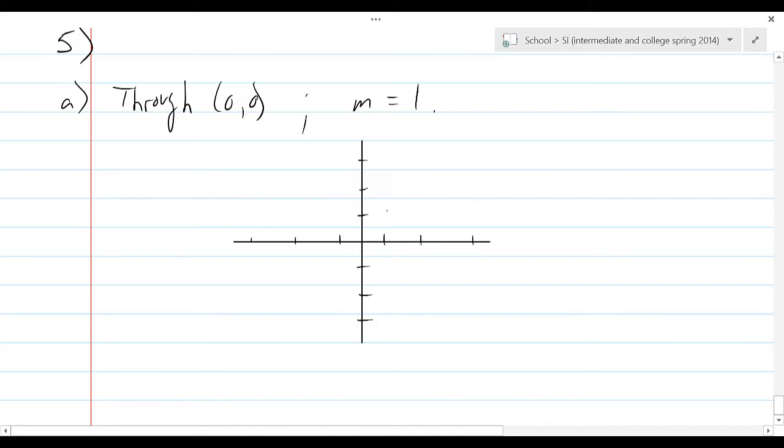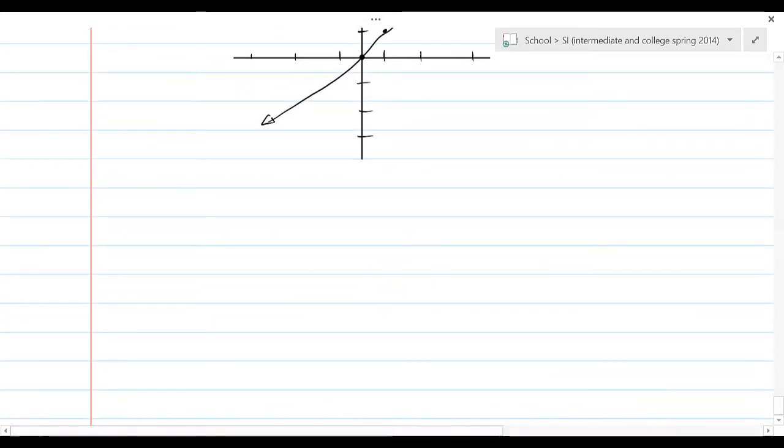Okay, so I know it goes through 0, 0, so that's a point. And the slope is 1. And if you're trying to figure out rise over run, well, that's just 1 over 1. So I rise 1, I go to the right one. I rise 1, I go to the right one. And I can see what my line is going to look like. My line looks like that. Okay. That's an easy graph. Let's try part B.